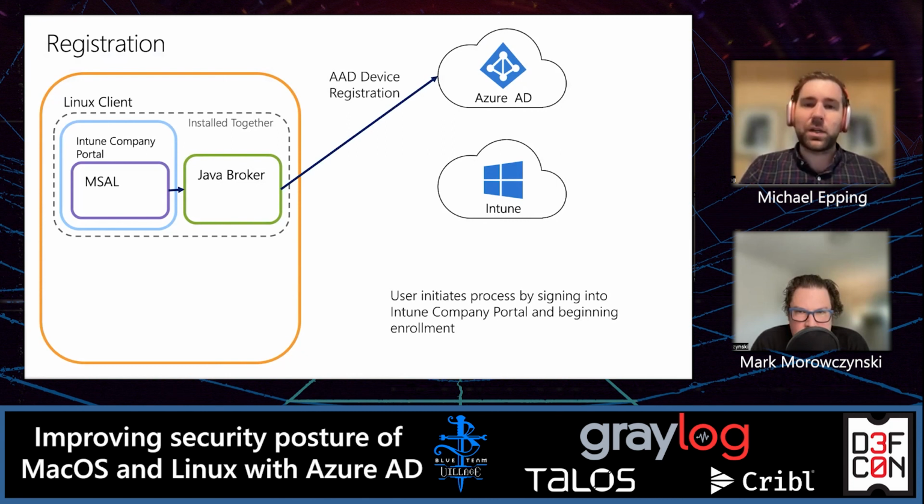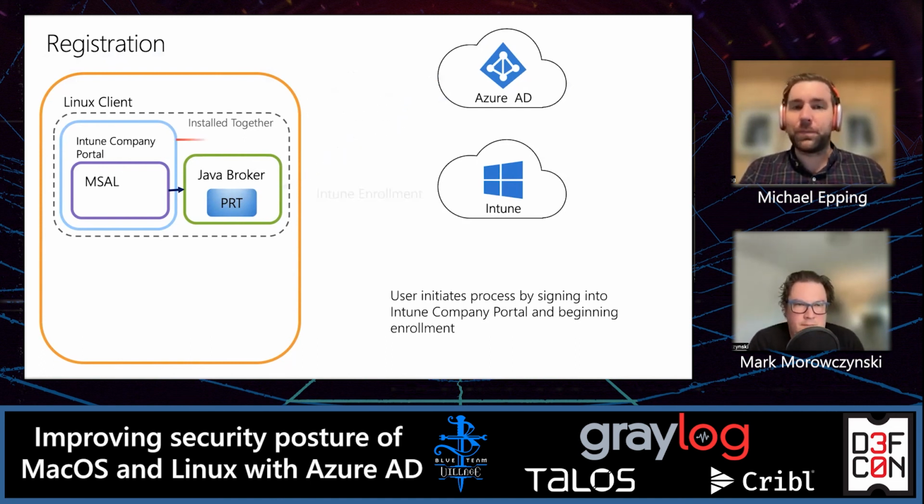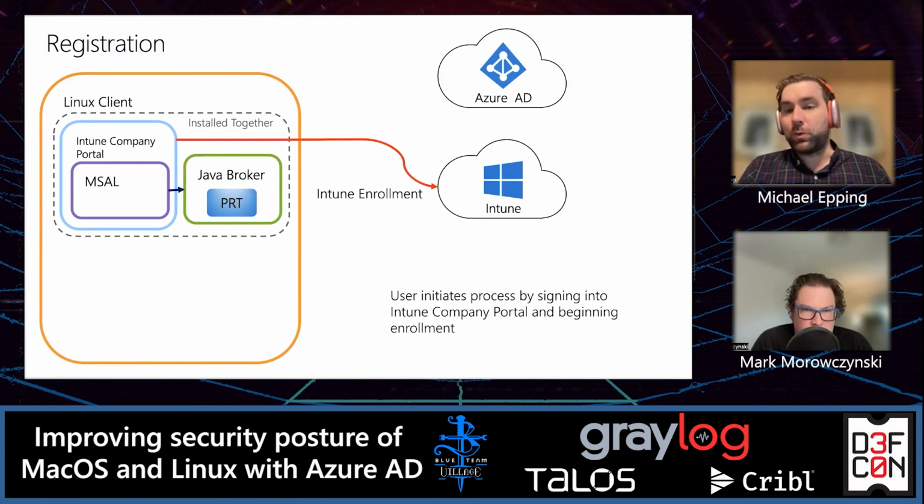So we get a device object in Azure AD. And then we can also get a PRT. So we get a PRT and a device certificate in return. At this point, our broker is in a provisioned state. So now we can start to plug applications into it. The Intune Company Portal will use tokens acquired by the Java broker to go enroll into Intune at this point.